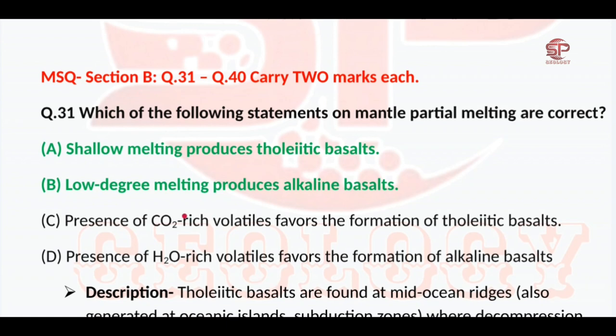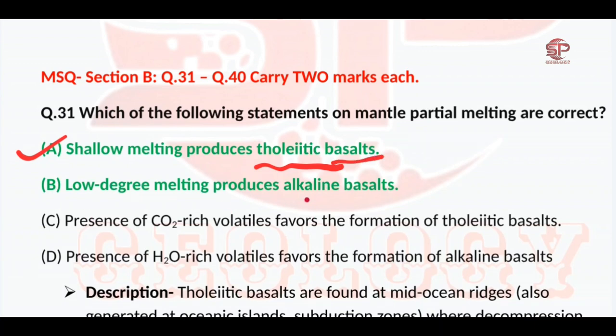This comes to the MSQ section. So which of the following statements of partial melting are correct? I think shallow melting produces tholeiitic basalt, because if melting occurs at a shallow level, then it has to traverse less lithospheric part. So if it traverses less lithospheric part, then it cannot get fractionated much. A magma generating at greater depth, when it rises upward, gets fractionated and becomes alkaline. But shallow level, like in the case of mid-ocean ridges, magma rises from shallow level, so it doesn't get sufficient time for fractionation. So that will produce a tholeiitic basalt.